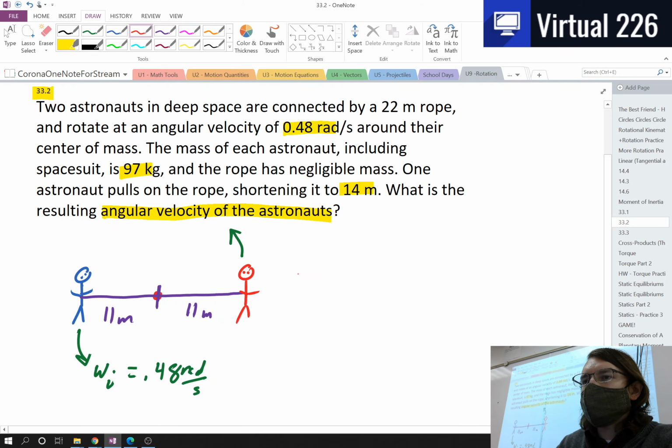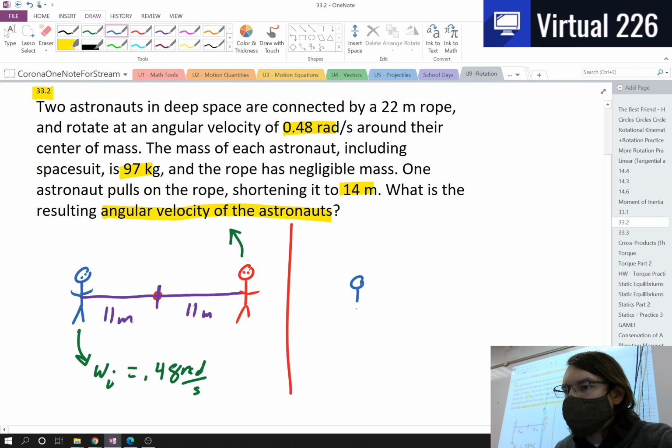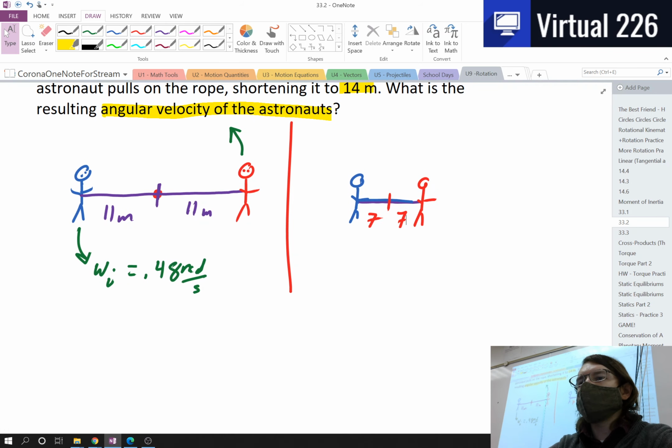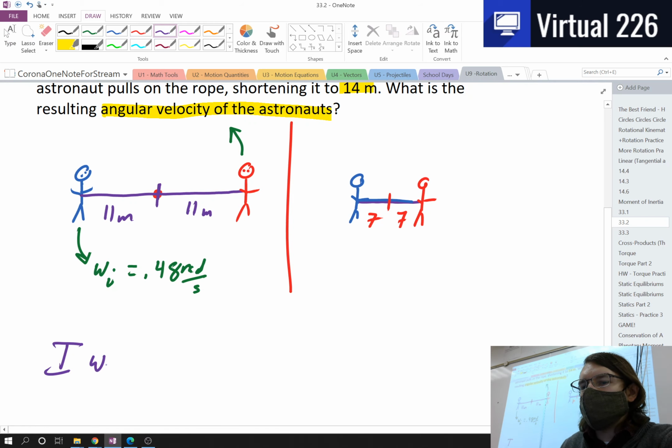So this is what we have in the beginning. Afterwards, it's going to be the same picture idea. We've got two astronauts once again, but they're going to be a lot closer, because we've shortened the tether. So on this tether, it's like 7 and 7. Now, the question becomes, if we want to use this conservation of angular momentum, I omega equals I omega for initials and finals respectively.